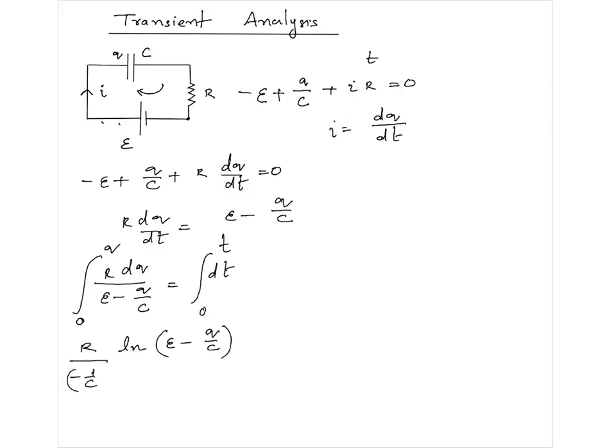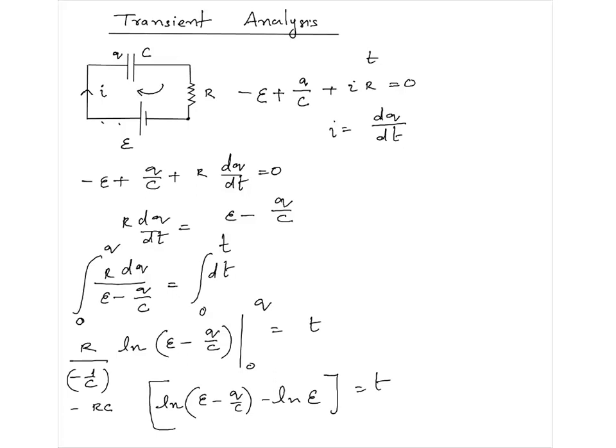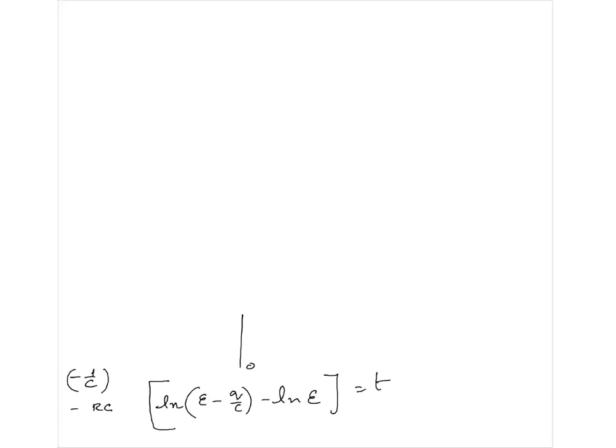Minus 1 by C. This goes from 0 to Q. That is T. So minus RC, putting the limits, E minus Q by C minus log E. That is T. I just copied that last thing from the previous board to this board. And let me drag it up.